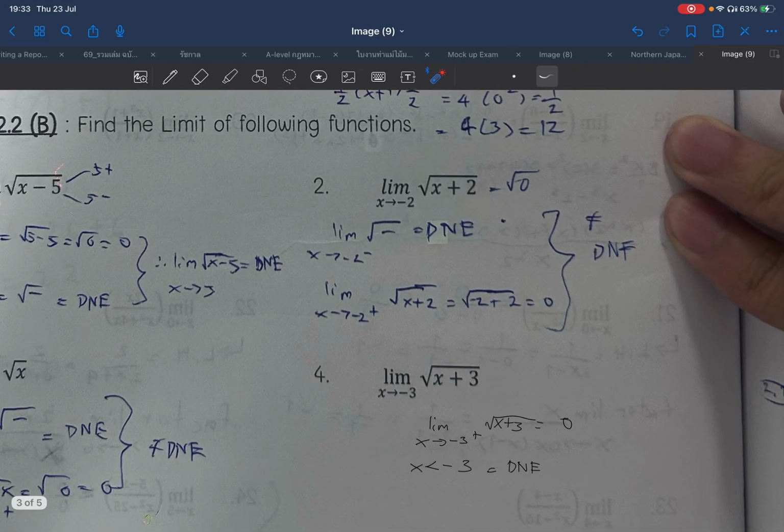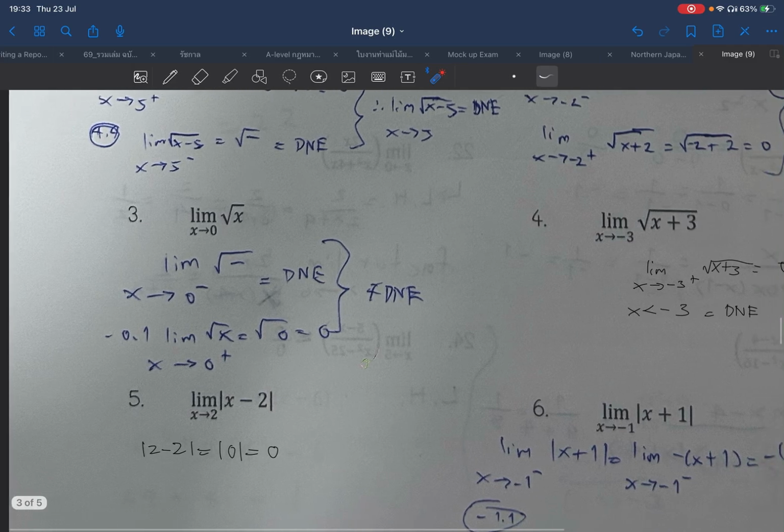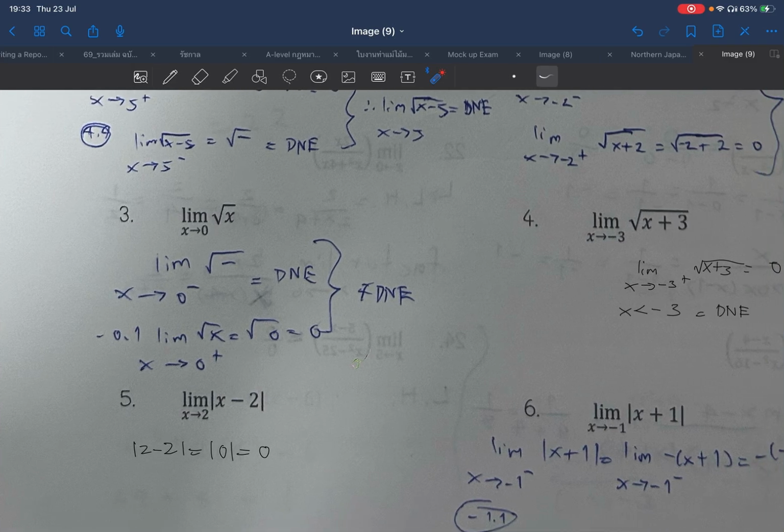Number 2. Also, the limit of root x plus 2 as x approaches minus 2. Approaching minus 2 from the left gives negative values under the radical, which is undefined. Because the left-hand and right-hand limits do not match, the limit does not exist. So number 3, same thing. Approaching 0 from the right gives root 0 equals 0, but approaching from the left is undefined. So since both sides must agree, the limit does not exist.